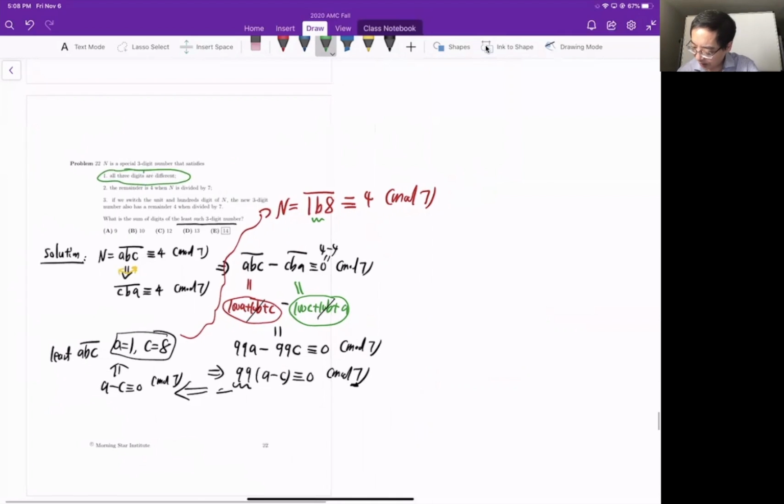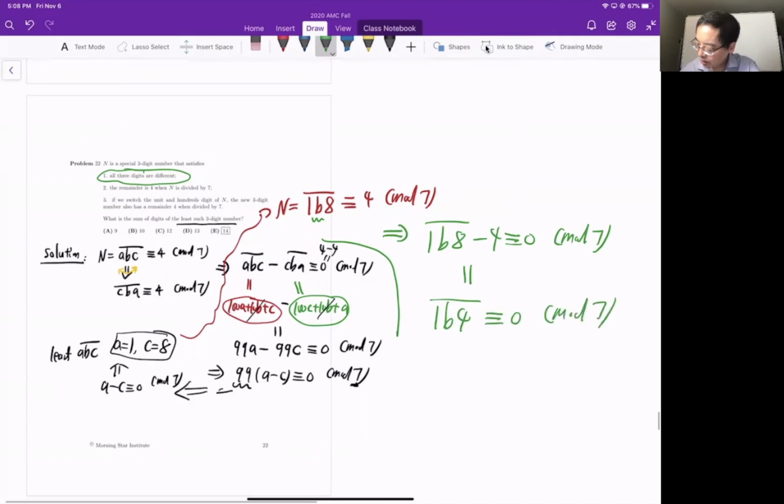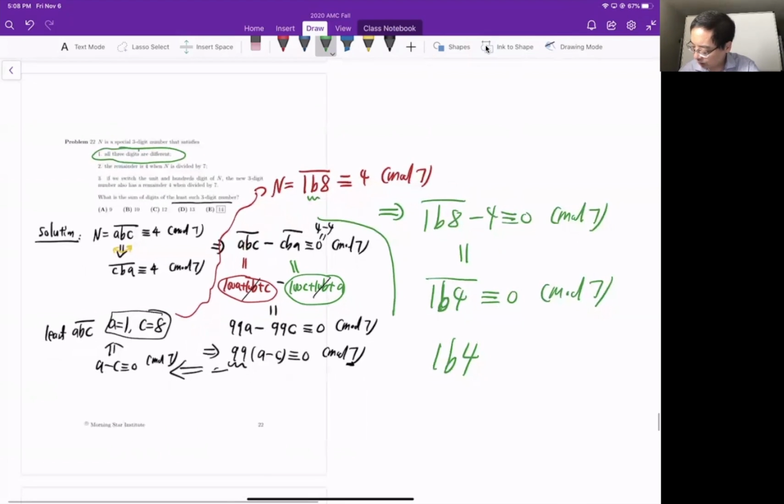All right. Now, from here, we get 1B8 minus 4. This one has to be divisible by 7. I just subtract the remainder, and this equals 1B4. This one has to be divisible by 7. So in other words, 1B4. So B is what we need to decide. So 1B4 has to equal 7 times a 2-digit number.